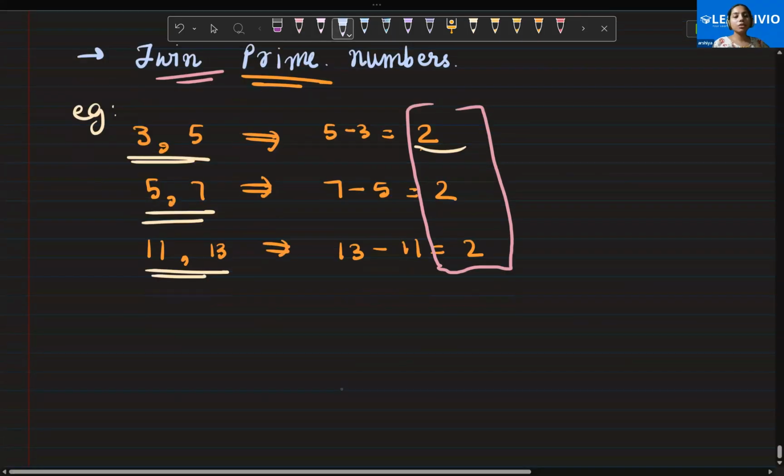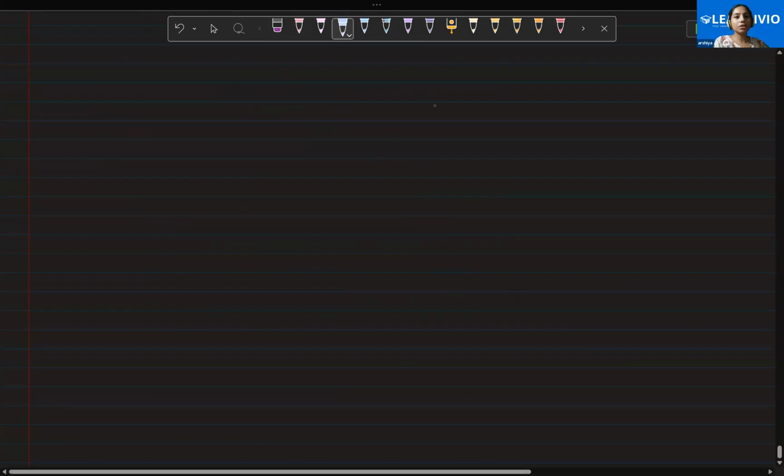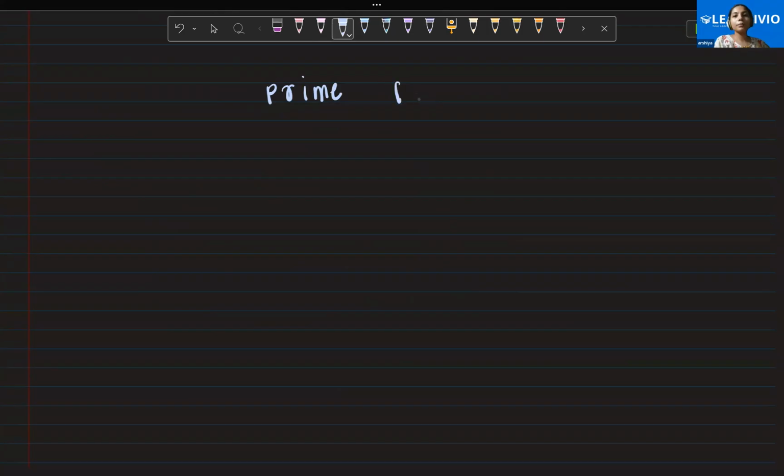Now let's start the next topic, which is prime factorization. Okay, it's a new topic. Have you done this before, prime factorization? No. Okay, so it's a new topic. Write down the heading, prime factorization.